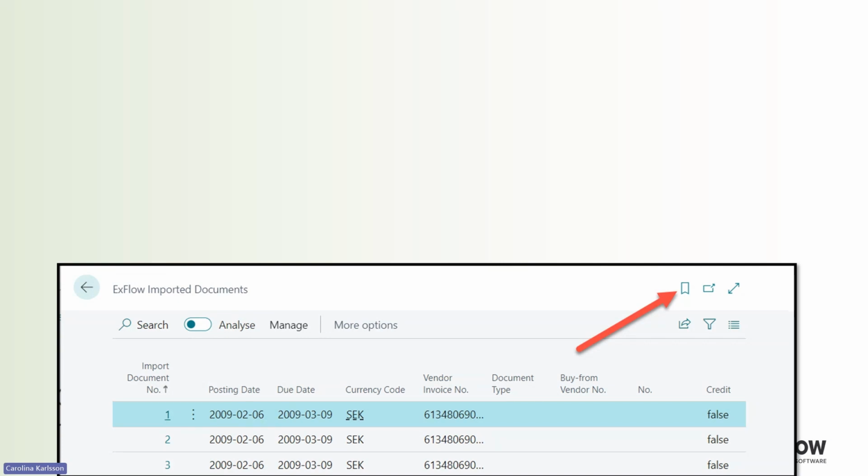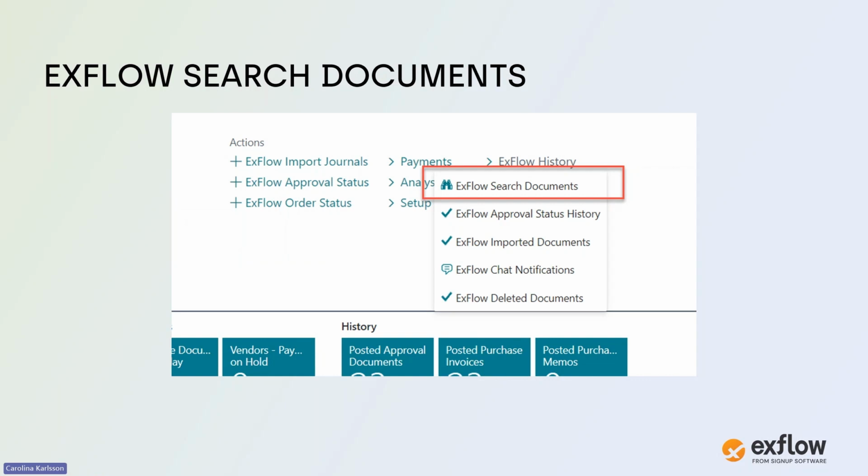So let's start with these categories and go through them briefly so you get an idea of what they are. The first one is ExFlow search documents. And here you can retrieve documents connected to ExFlow. So for example, you can search for vendors, you can search on dates, reference codes, and much, much more.